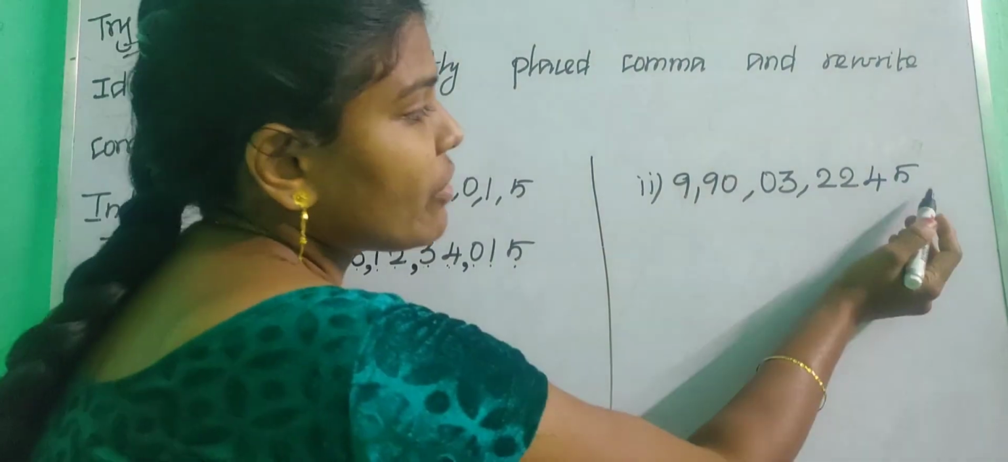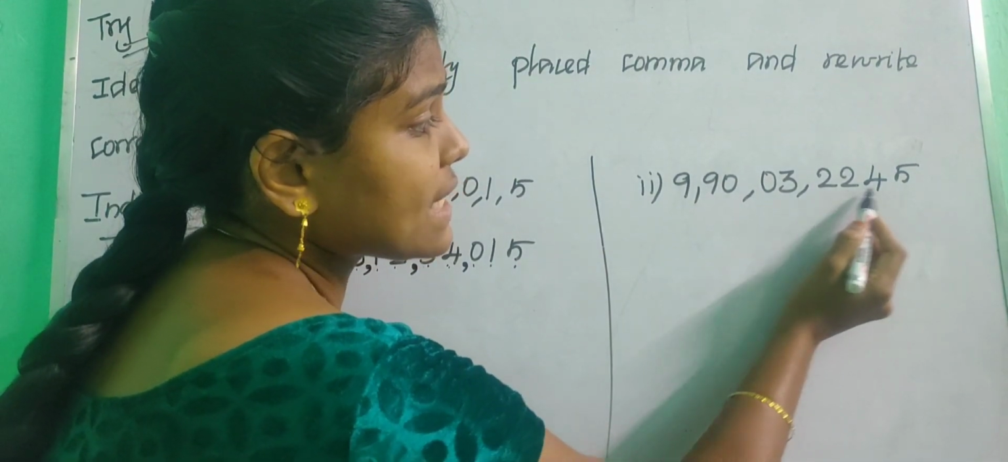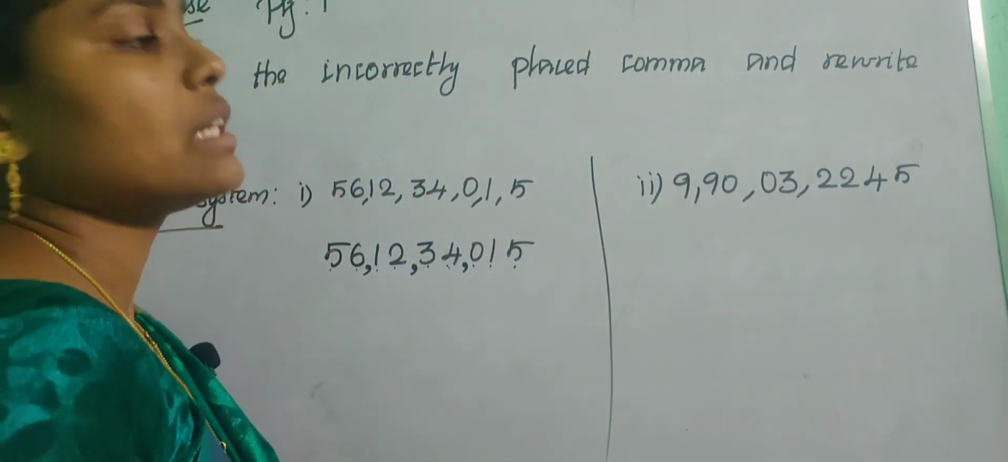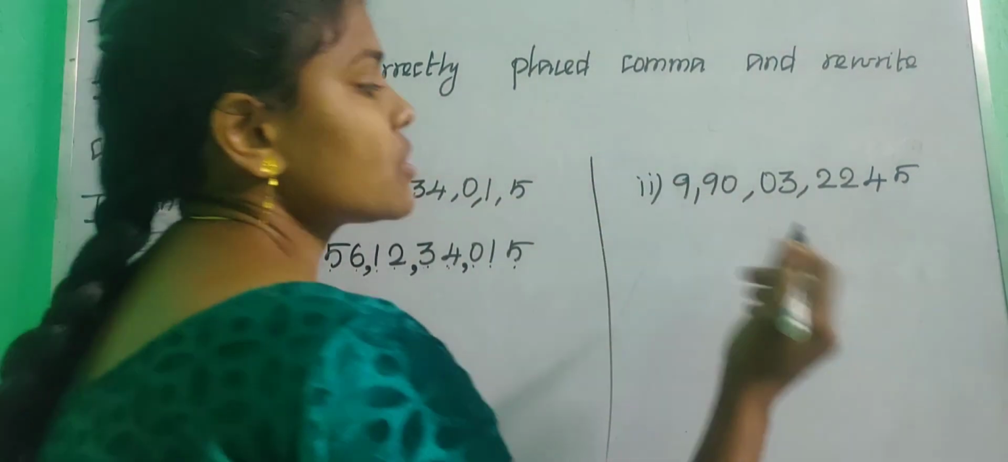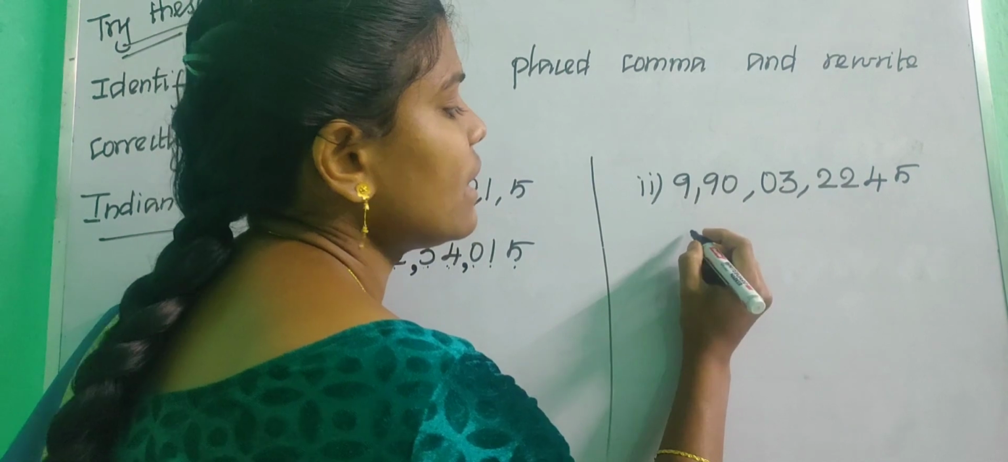See here, we have 4 digits at the end without a comma, right? So here also we need to arrange the comma properly. So we simply write the numeral which was given.